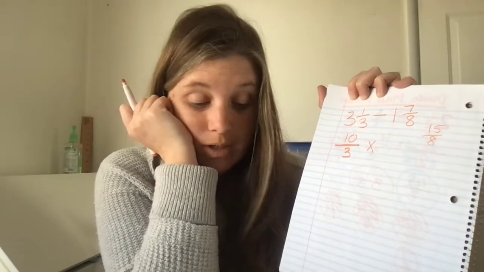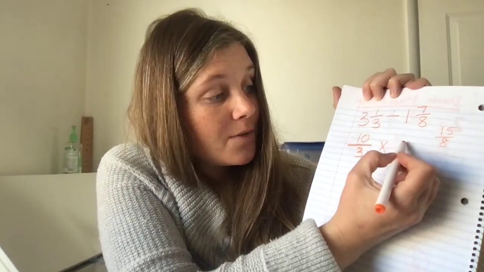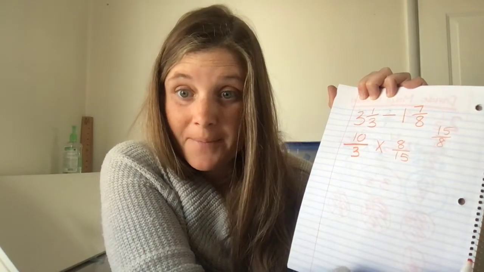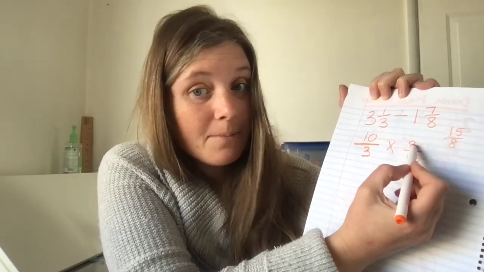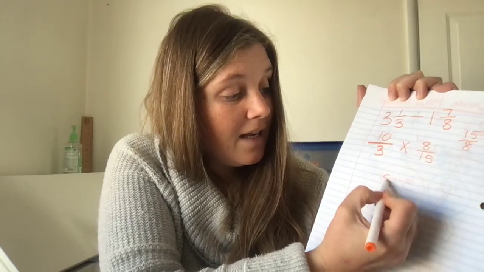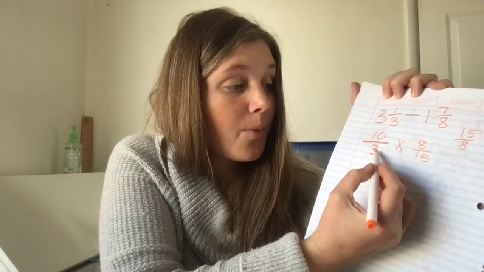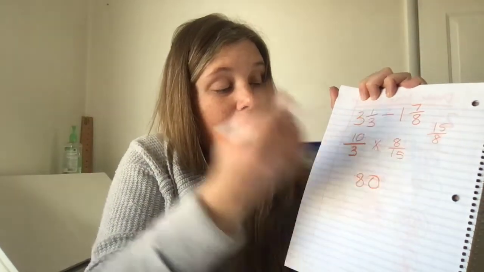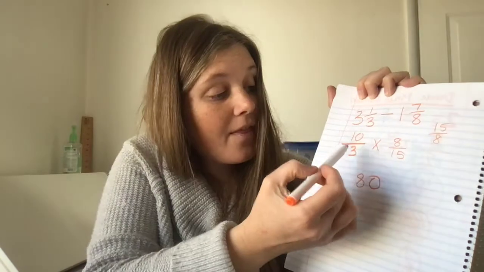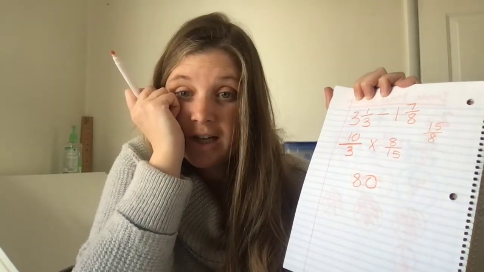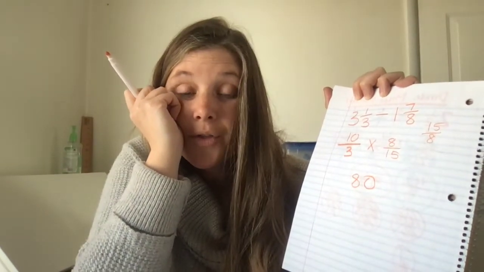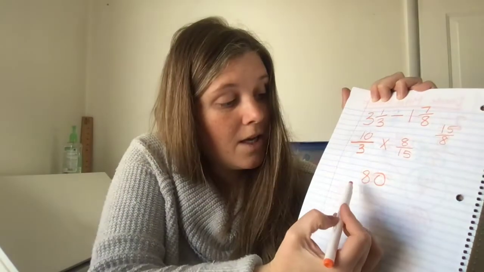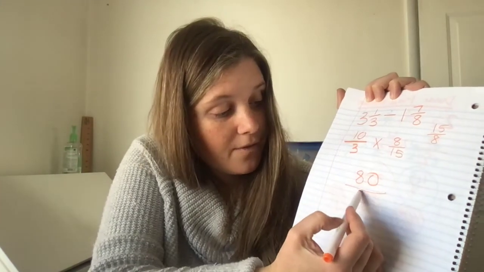But we've got to do the reciprocal. So we're going to do times 8 over 15. Now we multiply. 10 times 8 equals 80. 3 times 15, well, 3 times 10 is 30. And 3 times 5 is 15, sorry. So 30 plus 15 equals 45. So we're over 45. Okay.